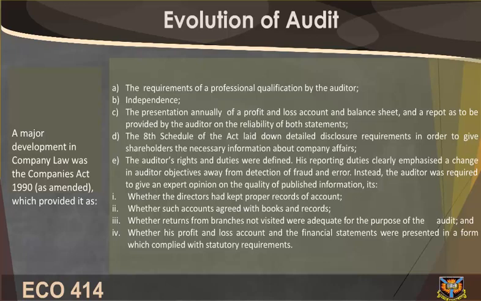clearly emphasized a change in auditor objectives away from detection of fraud and error. Instead, the auditor was required to give an expert opinion on the quality of published information, that is, whether the directors had kept proper records of accounts, whether such accounts agreed with books and records, whether returns from branches not visited were adequate for the purpose of the audit, and whether the profit and loss account and the financial statements were presented in a form which complied with statutory requirements.